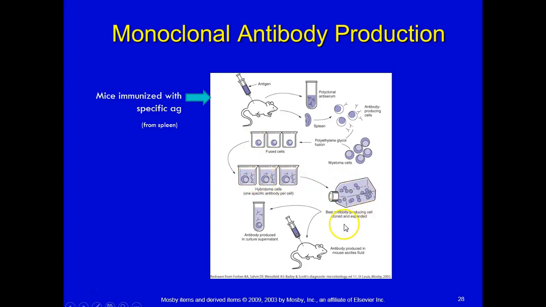And the best antibody-producing cells are cloned and expanded here and incubated. And then we're going to have an antibody produced in a culture supernatant that's going to be very pure. You don't have to memorize this process at all, just know that we're using some of these cells and the mouse to make this happen.